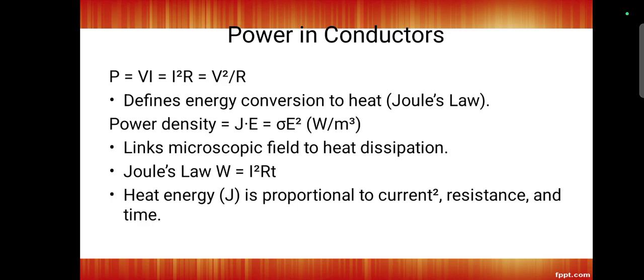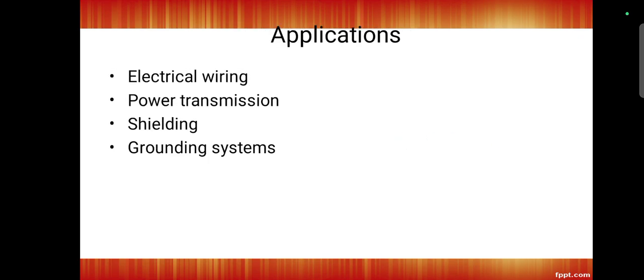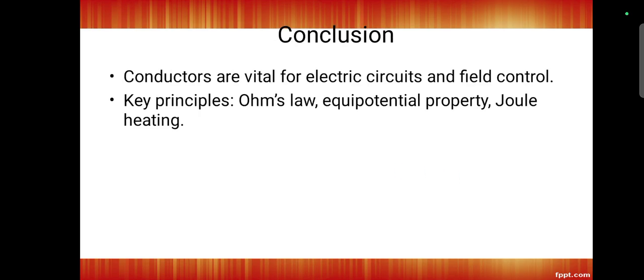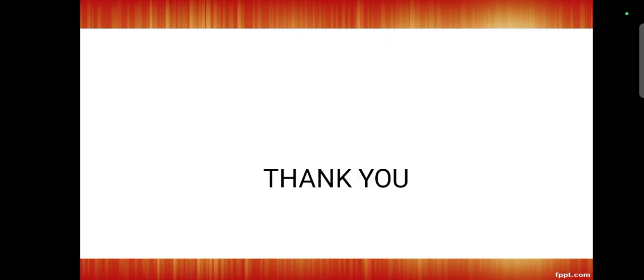According to Joule's law, W equal to I square R t. Heat energy is proportional to the square of the current, resistance and time. So applications of this are electrical wiring, power transmission, shielding and grounding systems. So finally, conductors play a vital role in electric circuits and field control. The key principles are Ohm's law, equipotential property, Joule's heating. Hope you all understood this session. Thank you for listening.